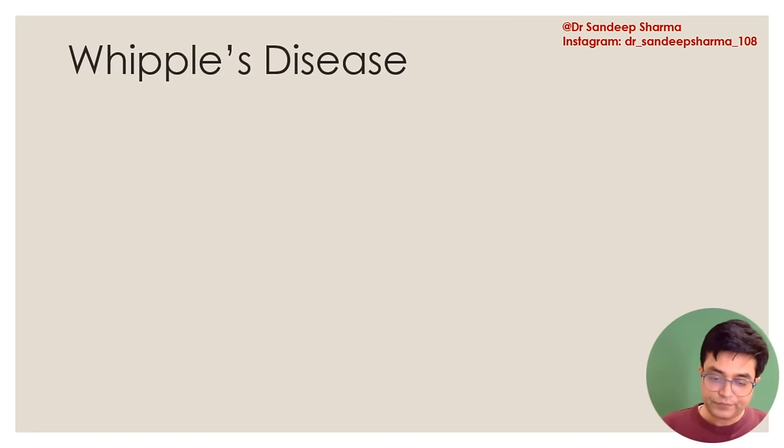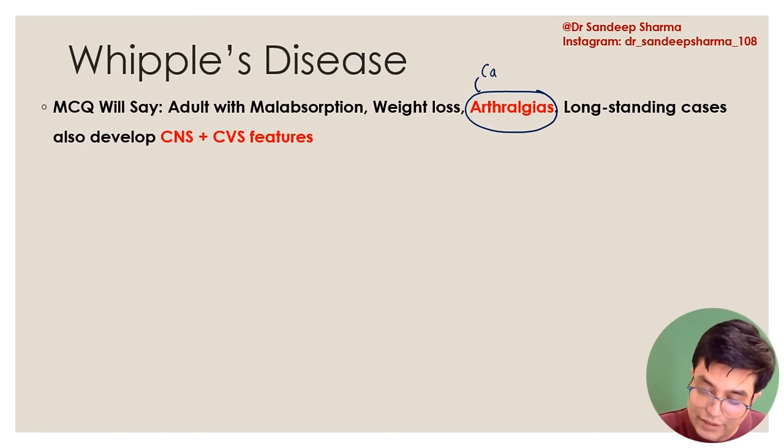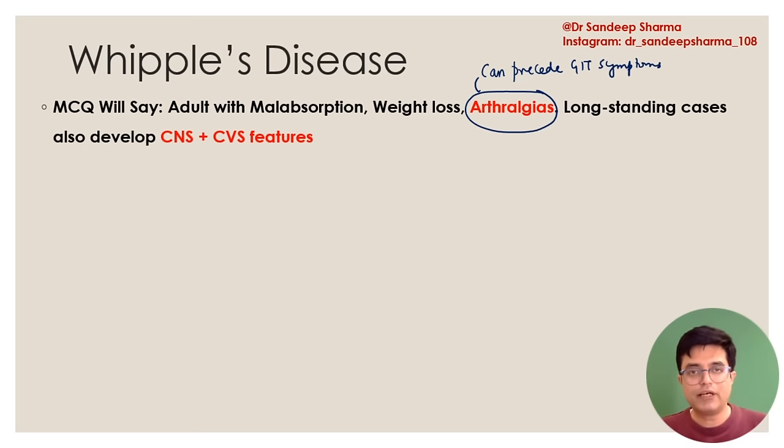Moving further, we have a few words regarding Whipple's disease. How will the examiner put it as an MCQ? Look at the points I am mentioning. The examiner will say adult patient, it will not be a child. Usually a 40-year-old male. Adult patient with malabsorption and weight loss, there may or may not be abdominal pain. Arthralgias are there. In fact, the joint pains can precede GIT symptoms. So the examiner will say the patient had non-specific joint pains. A few months or years later, he presented with malabsorption and weight loss.